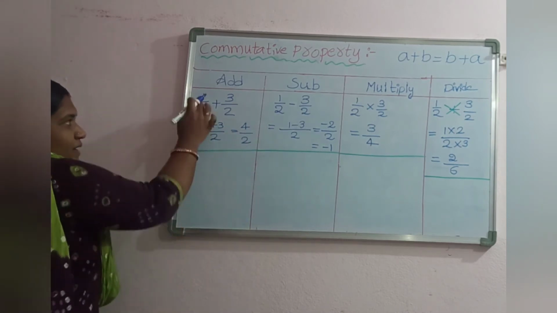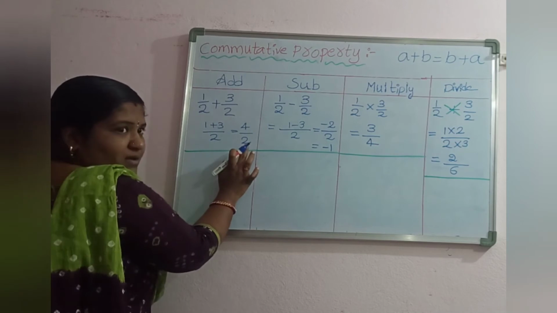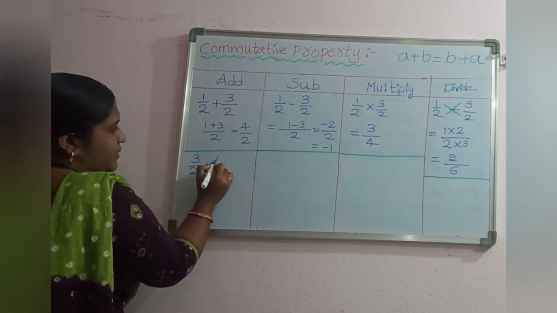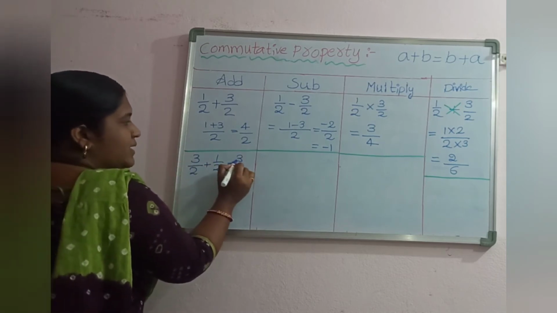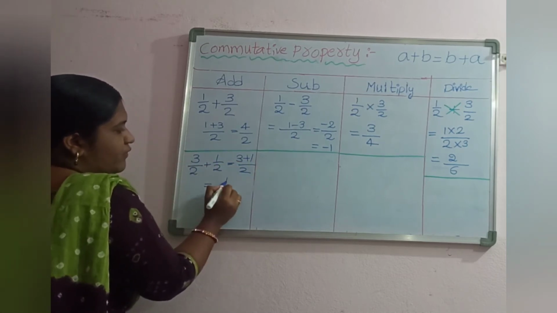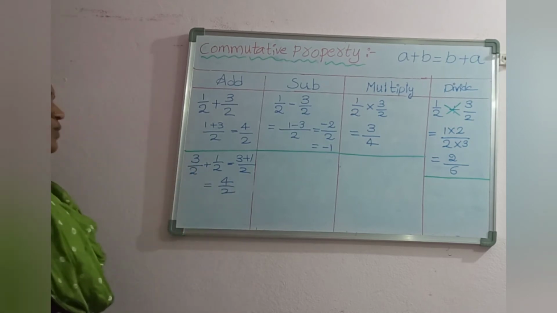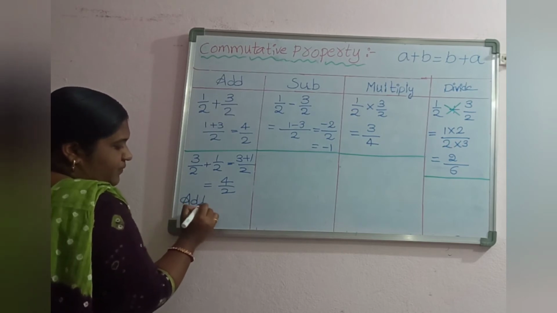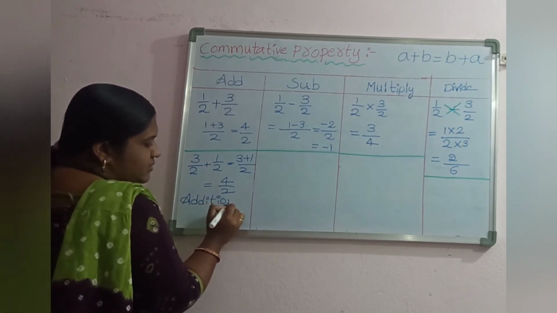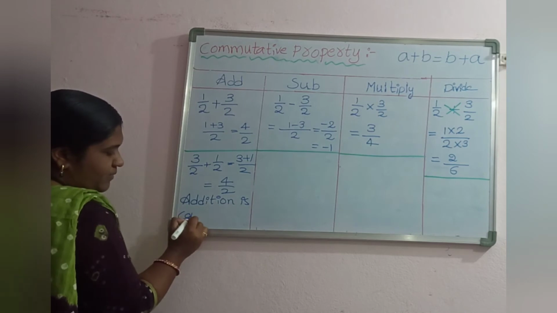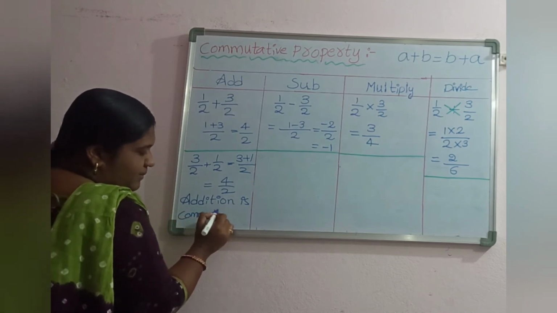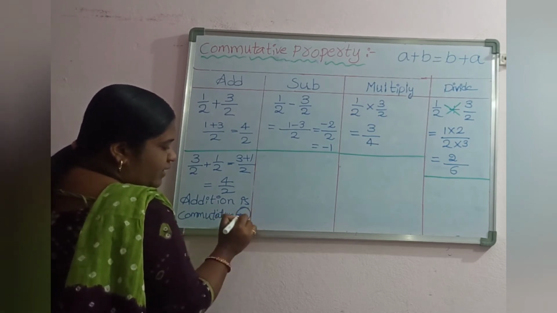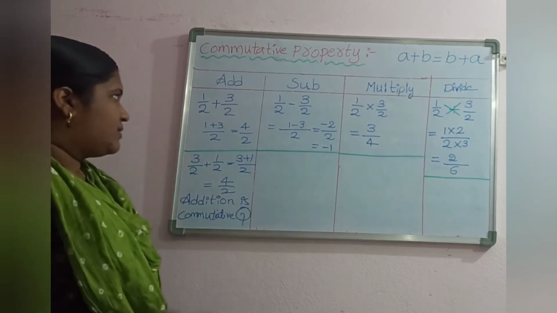Let's find it. 1 by 2 plus 3 by 2, we got 4 by 2. Next, let's change this. 3 by 2 plus 1 by 2. What we will get? 3 plus 1 by 2, that is equal to 4 by 2, which is also same. So addition is commutative. Addition is commutative in rational numbers for all rational numbers.